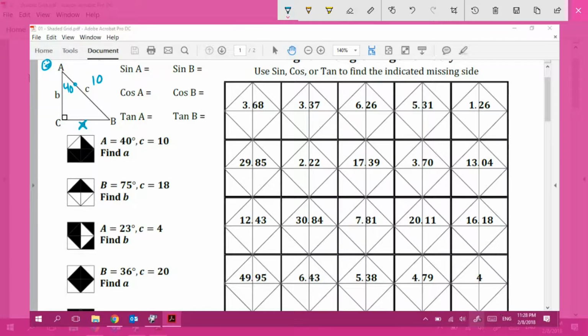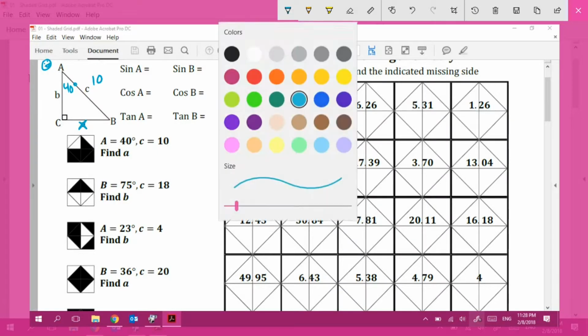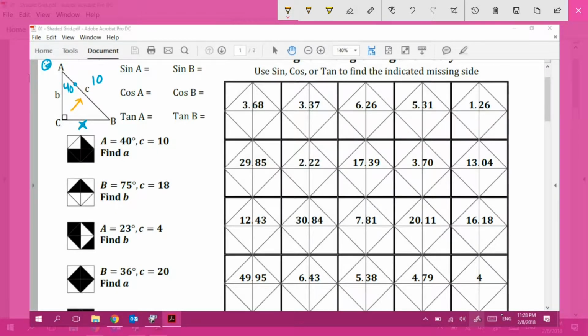All right, so remember what we want to do is first label all the sides based on the angle of reference. That's where the 40 degree is, where the smiley face guy is. So let's label our sides. Hypotenuse, always across from the right angle. So the 10 is the hypotenuse. Opposite side from the angle of reference, the 40 degrees in this case, over here is X, so that's opposite. And then our adjacent would be B over here, which we're not going to use.